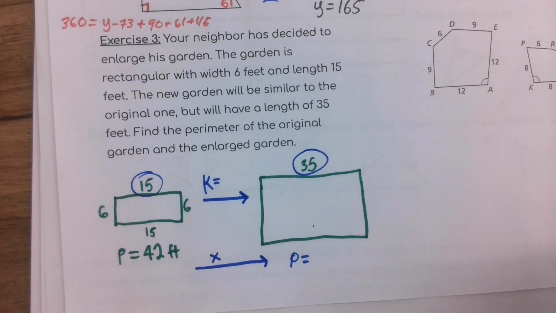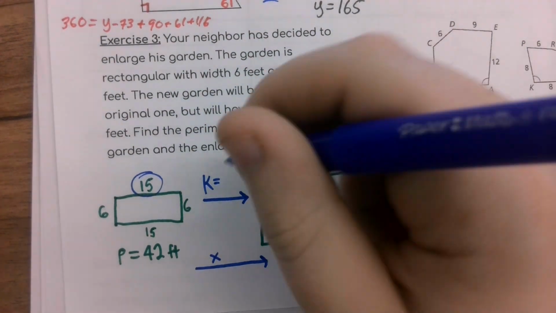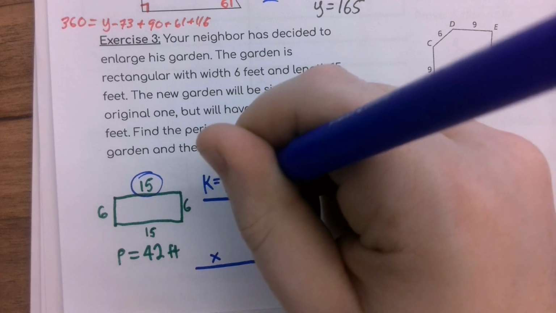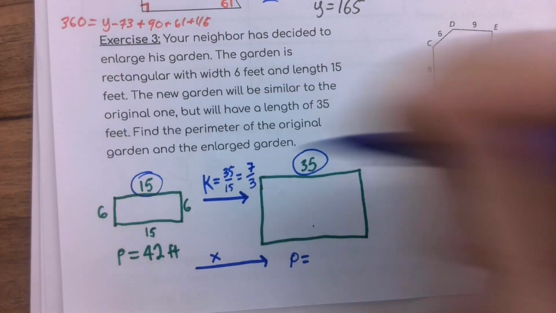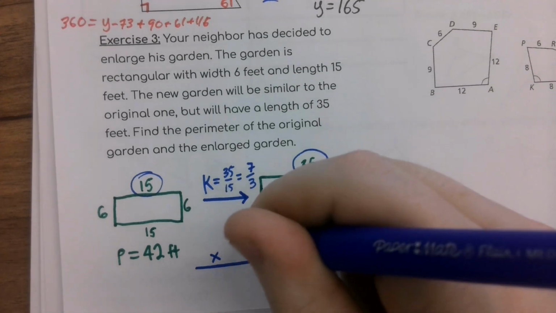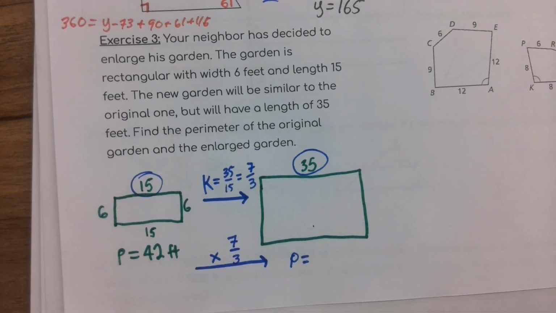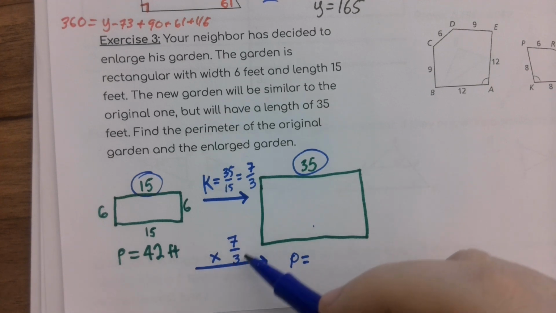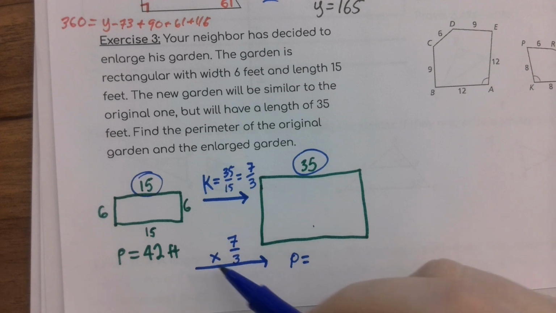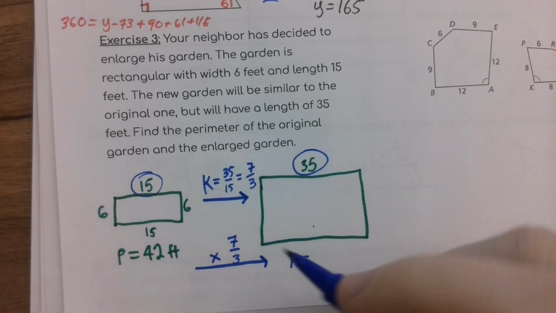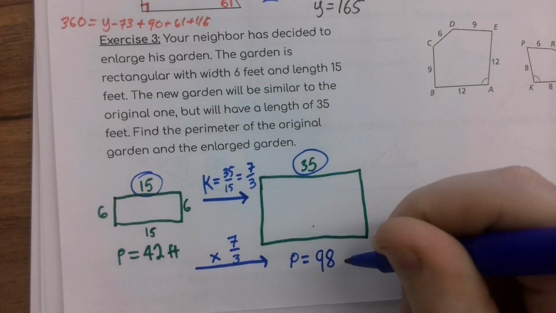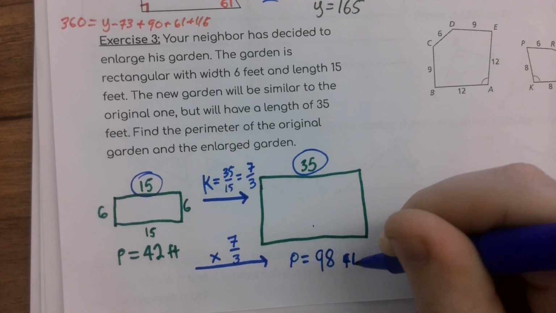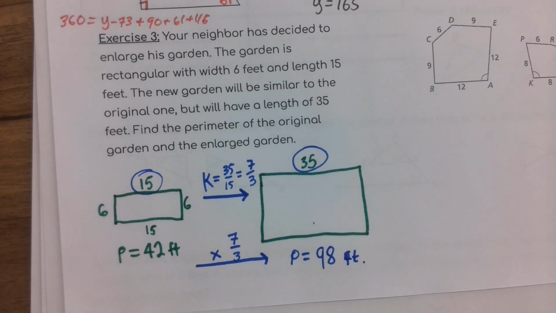Luckily, we are given two sides, a 35 and a 15. So we can do 35 divided by 15, and that'll be 7/3. So we can just multiply by 7 over 3. 42 times 7/3 will give us the new perimeter. To do 42 times 7/3, I recommend taking 42, dividing it by the denominator 3, then multiplying the answer by 7. When we do, we will get 98 feet. Nice.